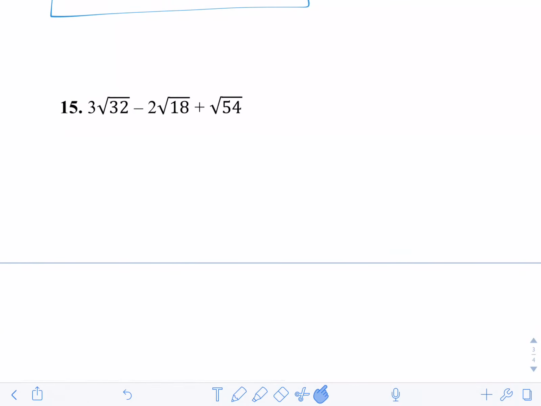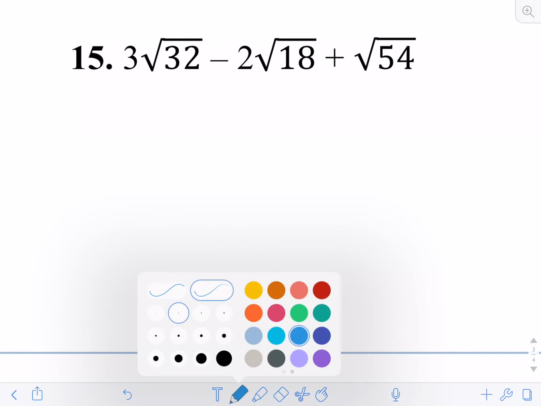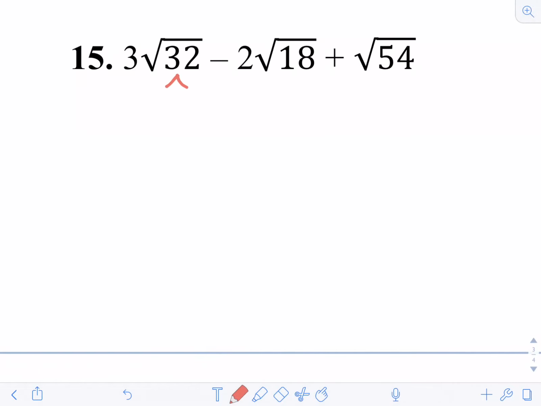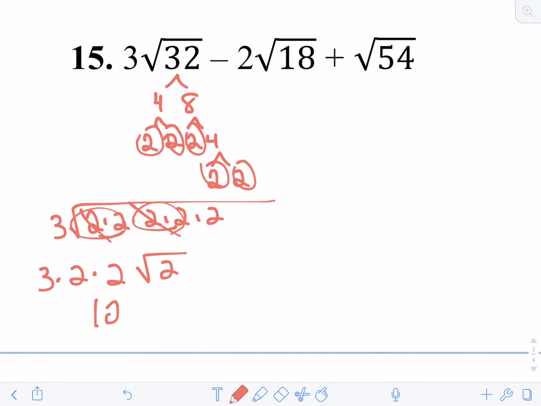All right, number 15. So we are combining whatever radicals I can. So let me go ahead and start with 32. That's 4 times 8. That's 2 times 2. That's 2 times 4. That's 2 times 2. So I have 1, 2, 3, 4, 5 2's. So 3 and then 5 2's. I have 2 pairs I can pull out. So 3 times 2 times 2. I have a 2 left over. 3 times 2 is 6, 6 times 2 is 12. So 12 square roots of 2.